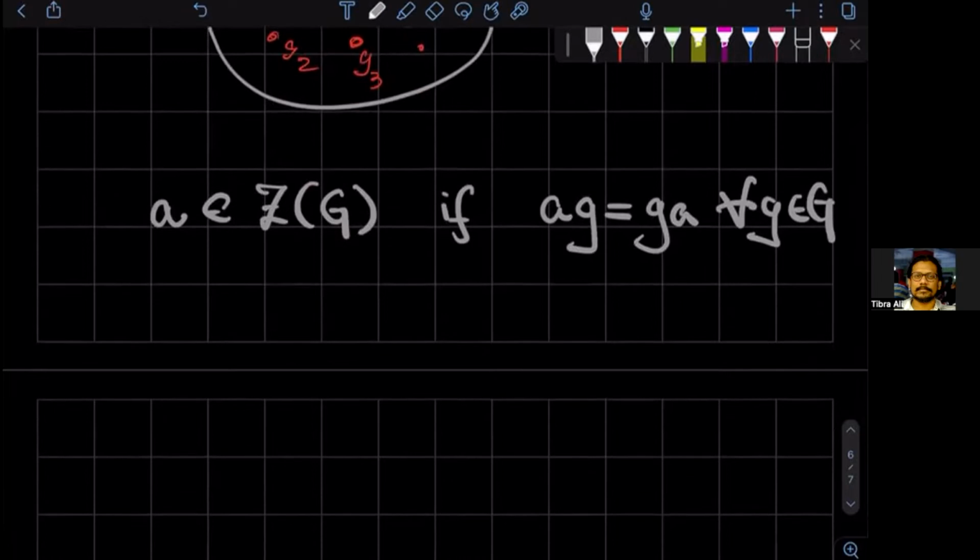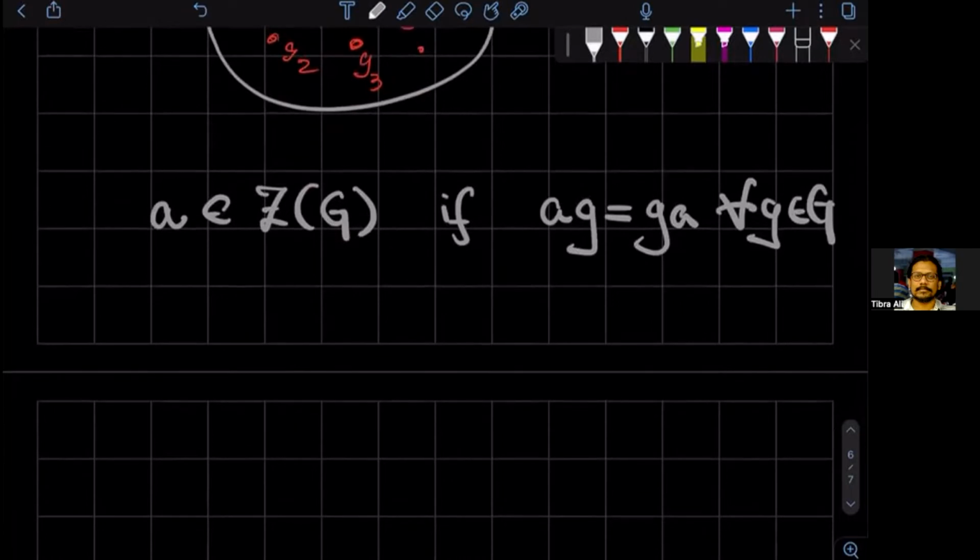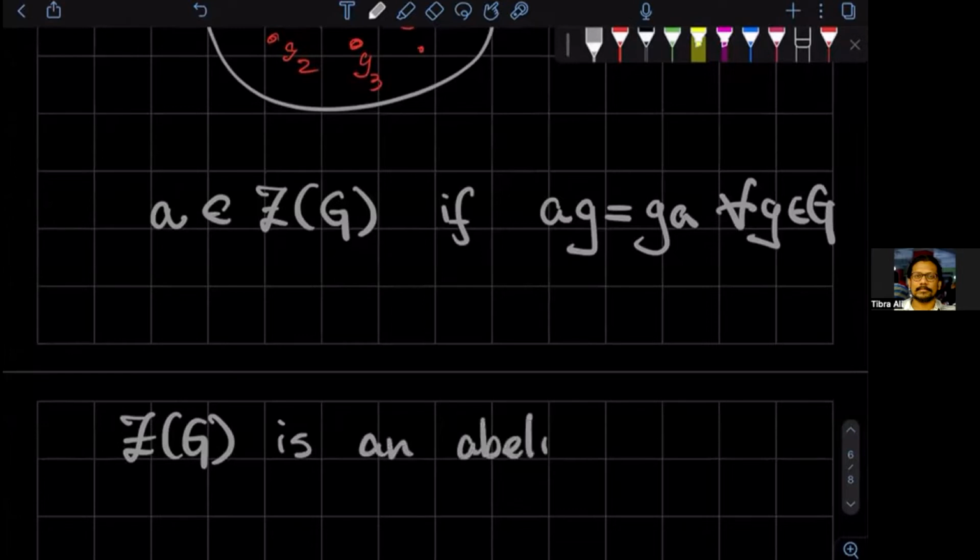Okay. So now the interesting thing is that Z of G is also a group, because all the elements here commute with all the elements in G. That means all the elements of Z of G commute. Therefore, Z of G is an abelian group.